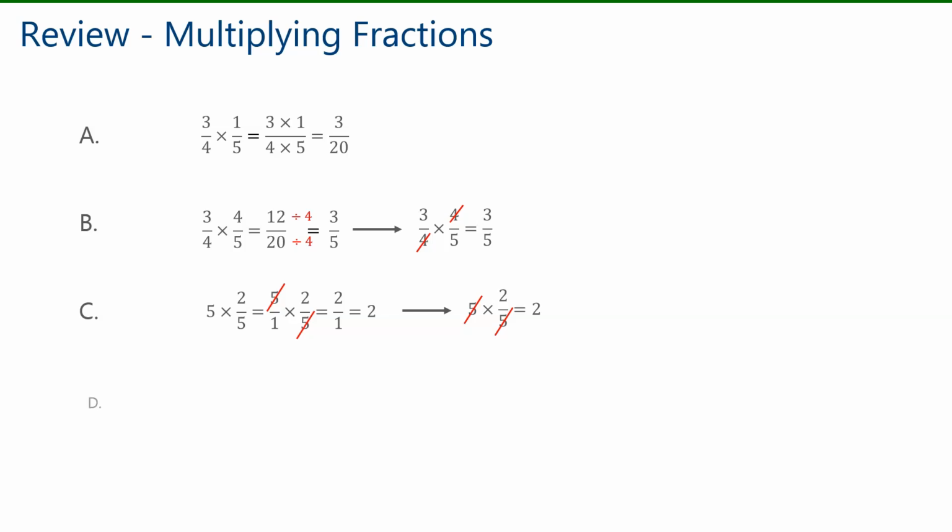And I can use that strategy to help me solve an equation that involves a variable. So if I multiply 5 times n/5, so in this case, it looks exactly like c, except the 2 has been replaced with an n. We do the exact same strategy, we cancel our 5's, and we're left with n. We're going to use that strategy to help us solve equations that have fractions.